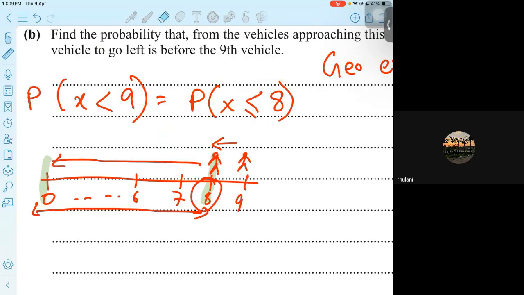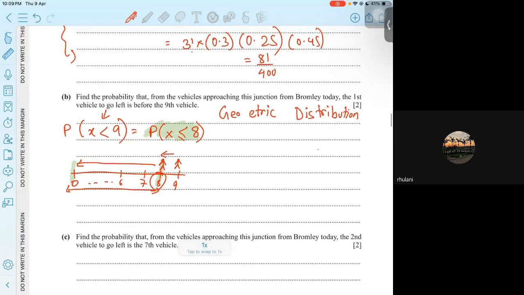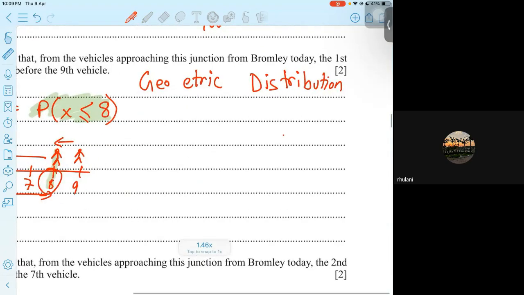And since we know this formula exists in the syllabus, we can use this one, but not this one, because a formula like this does not exist in the syllabus, right? So the 2 formulas that we have in the syllabus for geometric, actually we have a couple more, but let's see.